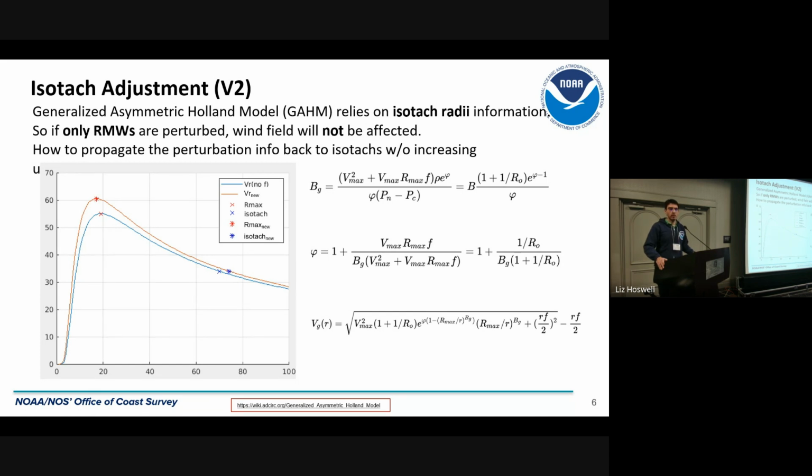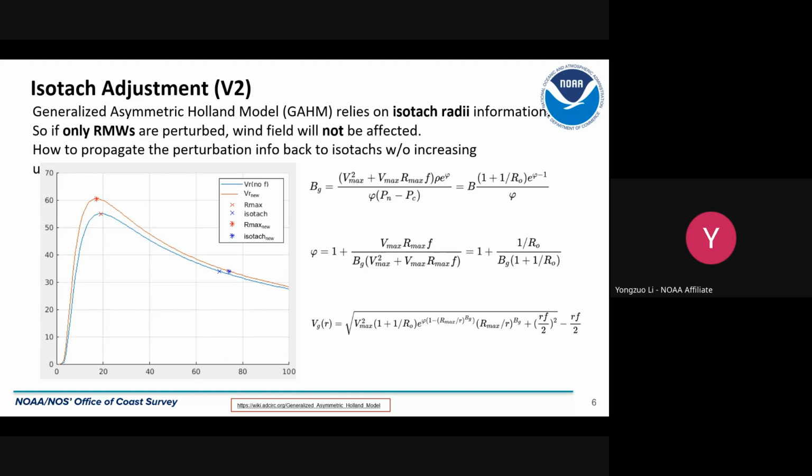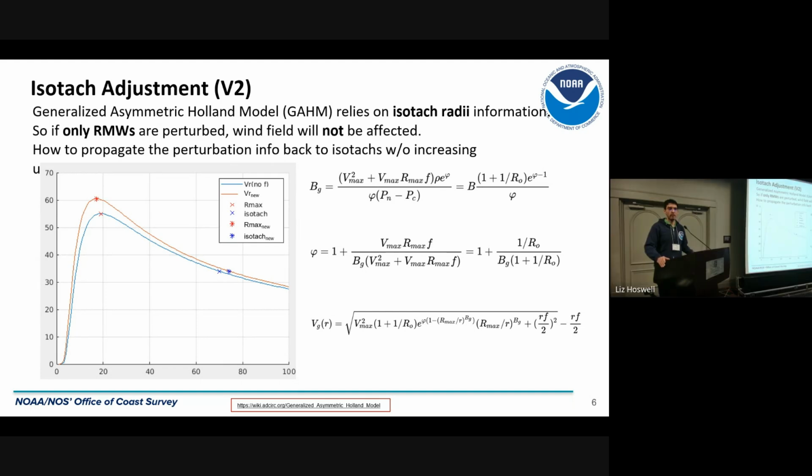Now the problem is the ISO tax, we only perturb the RMW, and to be able to keep the uncertainty the same as before, to be able to compare it with the previous work, we really need to come up with a scheme to adjust the ISO tax. And what we're doing right now is getting the GAM parameters, B, G, and Phi, from the track using an iterative approach. And then we perturb the track, perturb the RMW, not the ISO tax. And then again, through another iterative approach, we get back the ISO tax from the perturbed RMW.